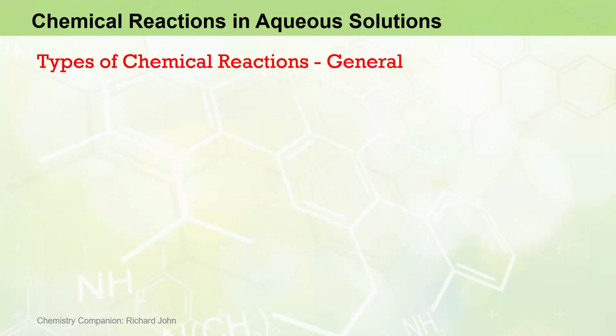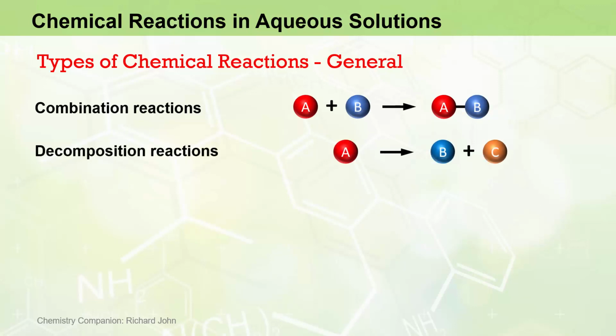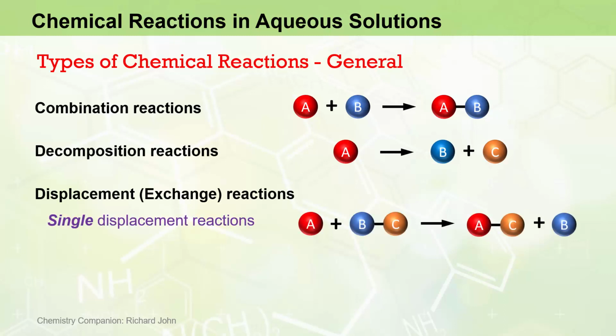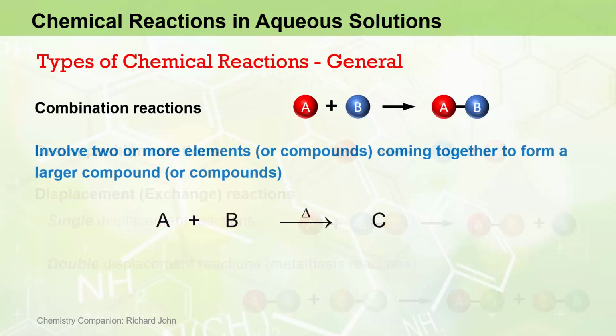It turns out that most chemical reactions can be classified under four general reaction types: combination reactions, decomposition reactions, and two types of displacement or exchange reactions known as single displacement reactions and double displacement reactions, which are also sometimes referred to as metathesis reactions.